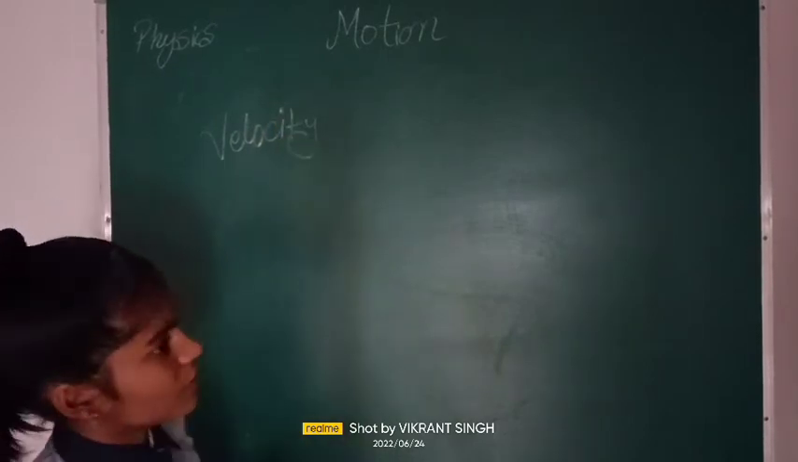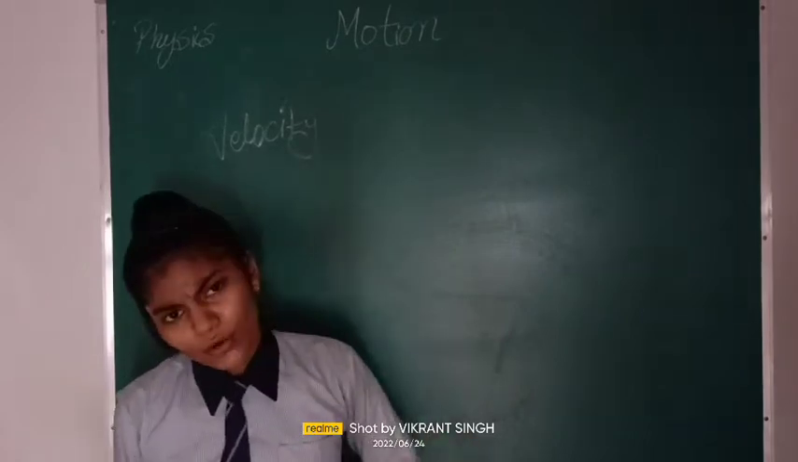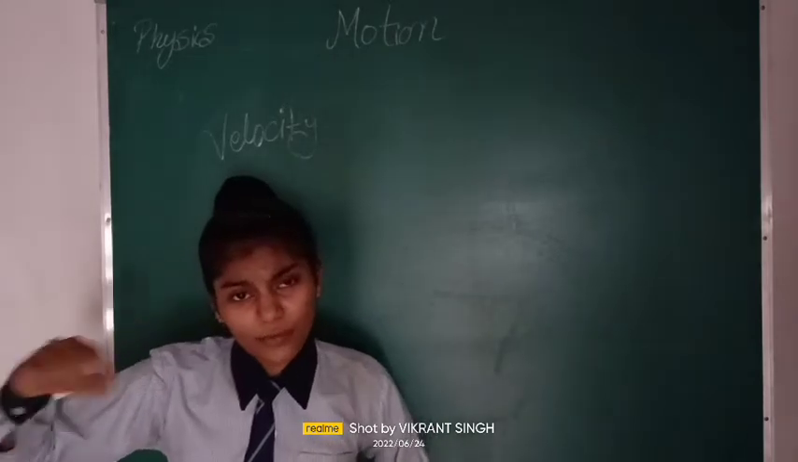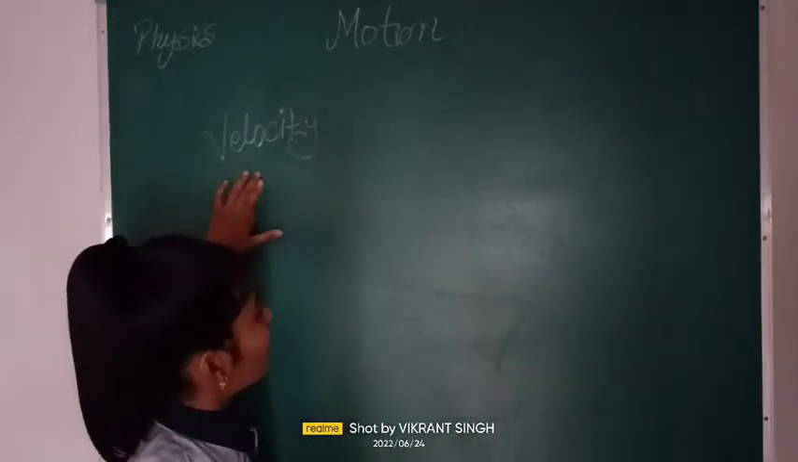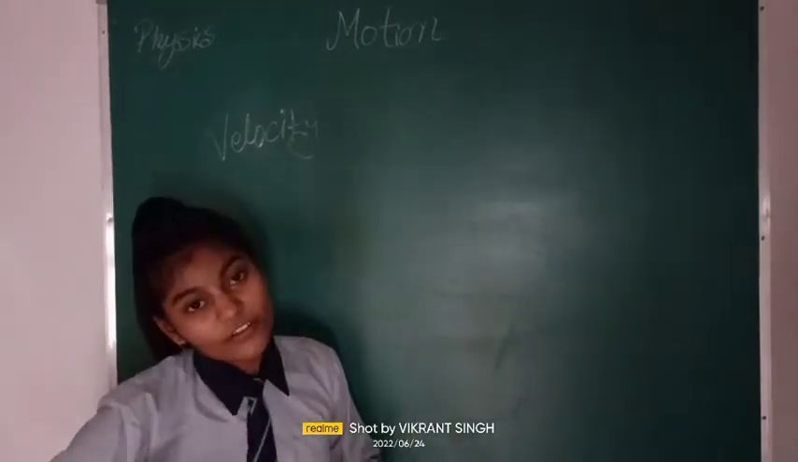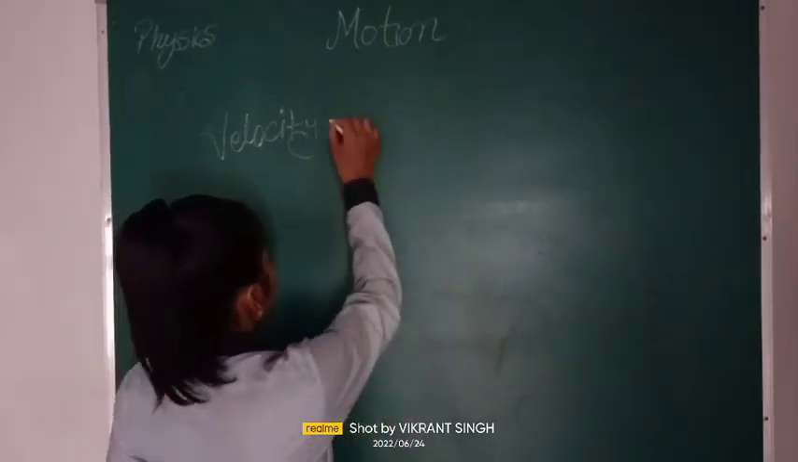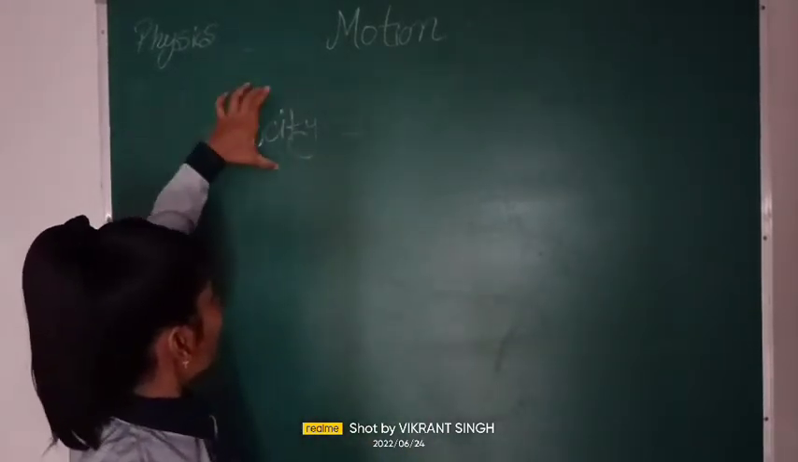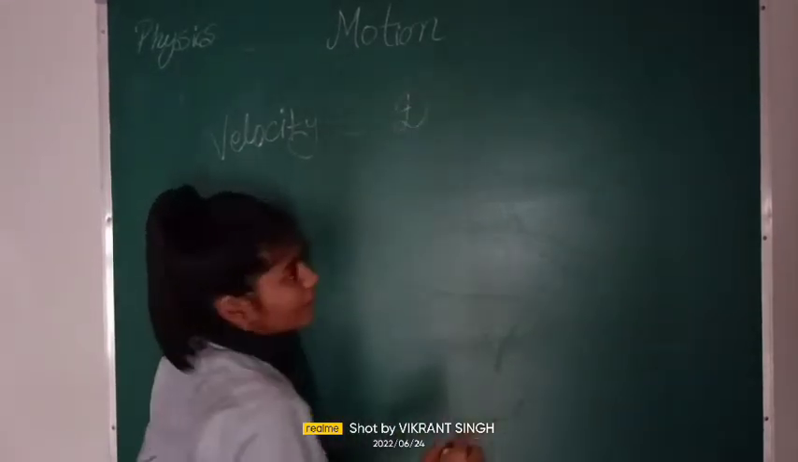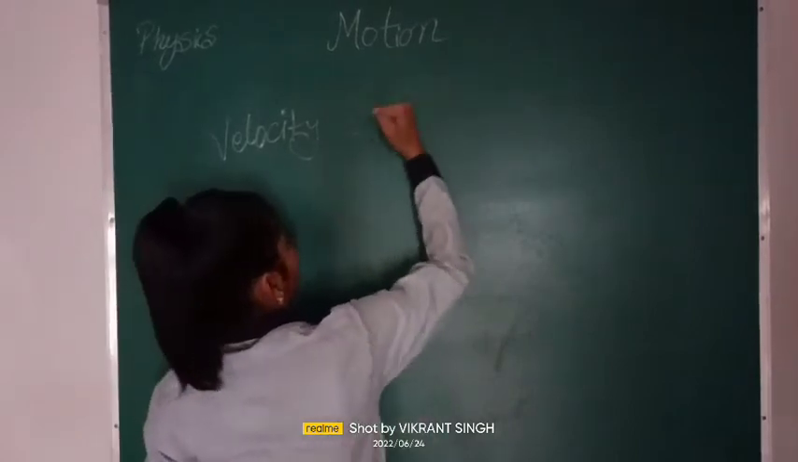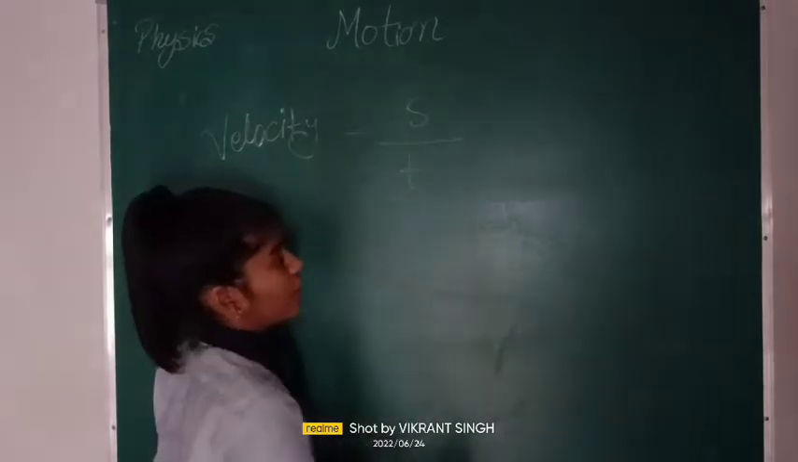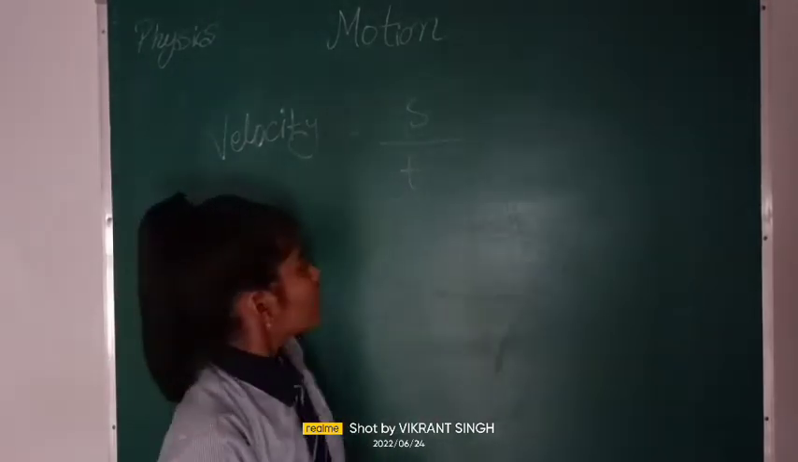So what is velocity? We were told that distance is the actual path length, and displacement is the shortest path between the final and initial position. Now what is velocity? Velocity is actually the rate of change of displacement. Firstly, let me give the formula of velocity. I am representing displacement by d, but in physics we should represent it by s. That's much better. So s by t is the velocity.